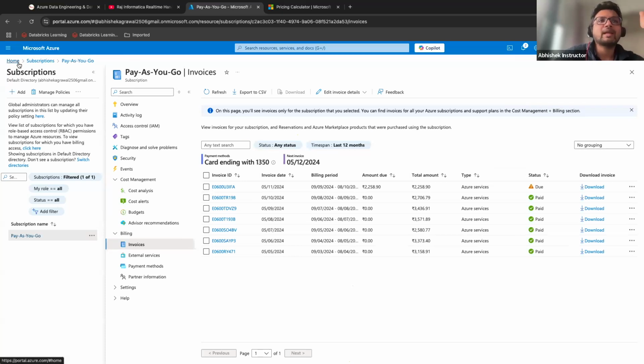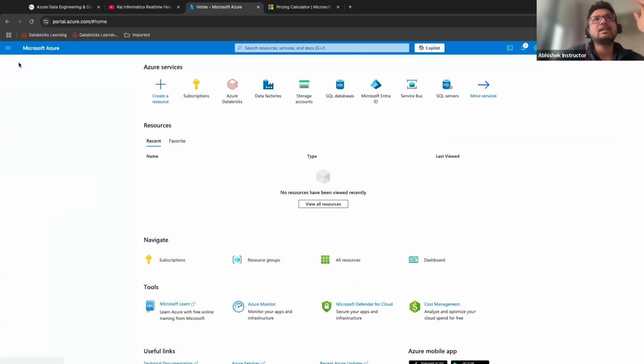But if you don't want to pay, right, then you can also take your friend's credit card, or anyone in your family's credit card, and then you can create an account.